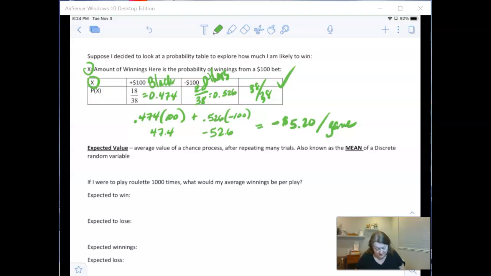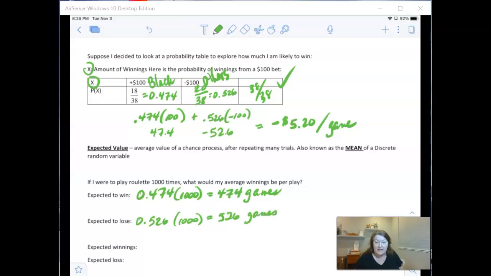Well, then I would just look at how much I am expected to win, 0.474, times 1,000 plays. I would expect to win 474 games if I played 1,000 times, and then 0.526 times 1,000 games. So my frequency would be 474 for wins and 526 for losses. That's my frequency.